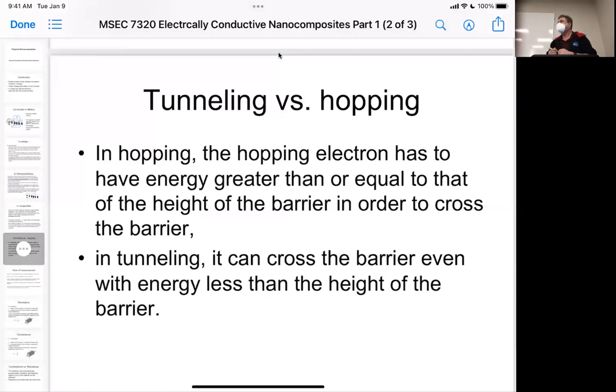Is the energy barrier dependent on the conductivity of the matrix? It depends on the dielectric constant of the insulative material, and the field. It's field, dielectric constant, and distance.